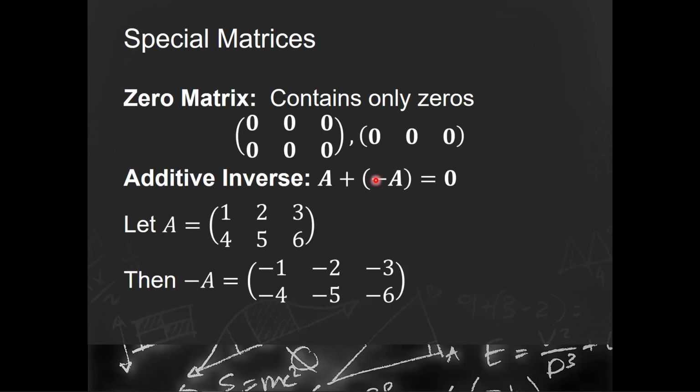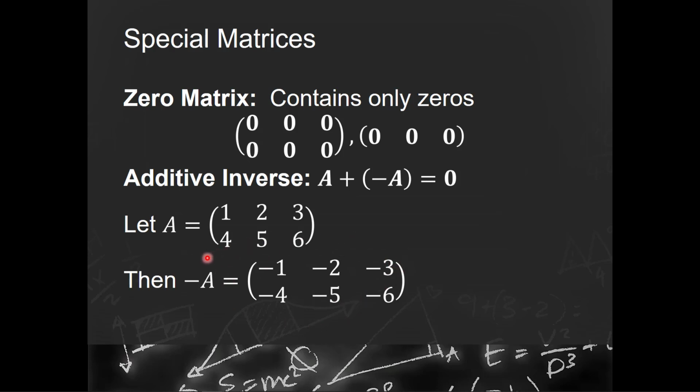Now let's talk about some special matrices. The first one is the zero matrix, and as you might guess, a zero matrix is a matrix that contains zeros. Here's a couple of examples of them. And now we also want to talk about the additive inverse. The additive inverse of a matrix A is that matrix, and we're going to call it negative A, which is defined in such a way that if you add the two matrices together, you get 0. And you can see that basically negative A is going to be the negative of all the values here.